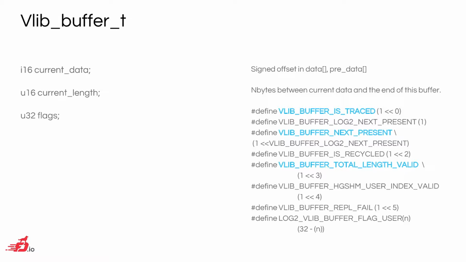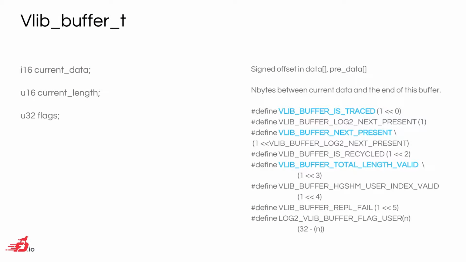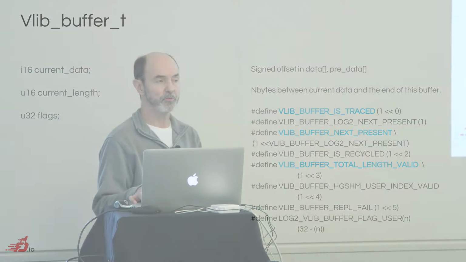The buffer flags: the trace flag is important. The next present flag is important. The total length valid flag is important. That one's ordinarily set by the drivers. One can imagine a device where you only get per descriptor lengths, and it might need to be set. But at any rate, some of the infrastructure uses those bits. One thing to say is that the flags are a 32-bit quantity, and for passing information back and forth between two graph nodes, it's perfectly fine to use a couple of buffer flags.